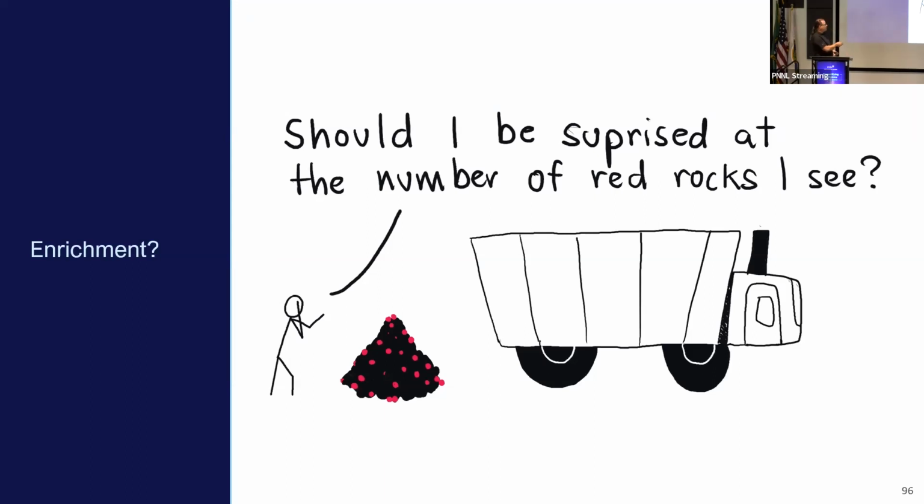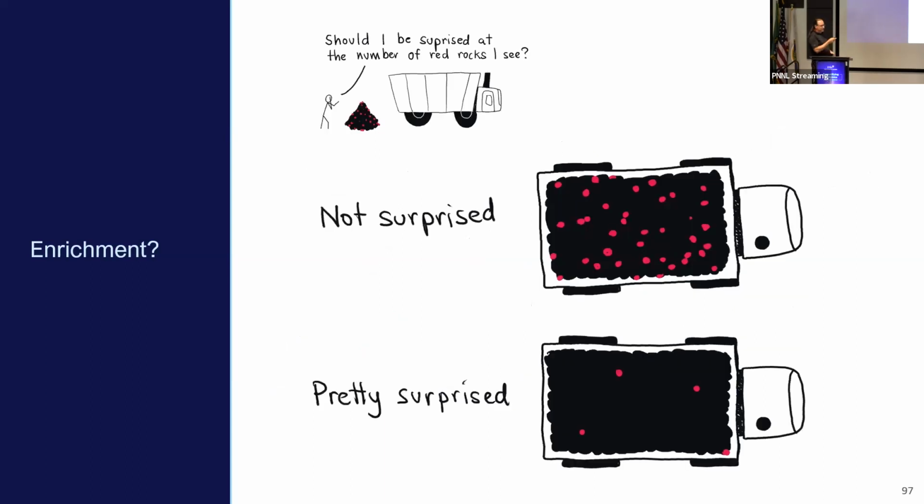The set of differentially expressed genes is this big pile of rocks here, right? Got a bunch of black rocks, got a bunch of red rocks. How surprised am I that there's this number of red rocks in this pile? This is your differentially expressed set. How would you answer that, if you just had to answer it right now? You don't know, right? You have no idea, because you don't know how many red rocks there are in the whole group.